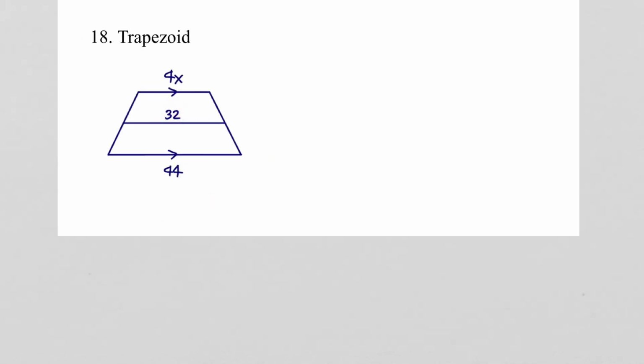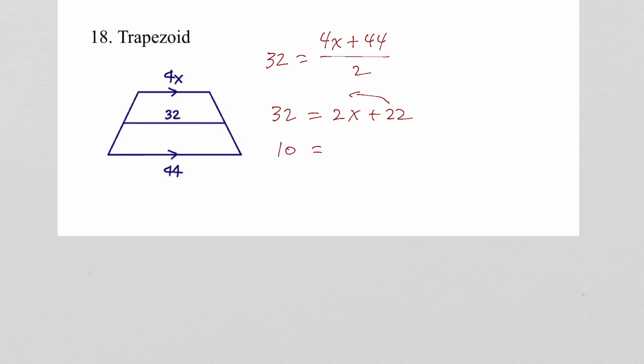The median is equal to the bases added up divided by 2. I could either multiply each side by 2 or I could divide on the right, which I'll do because it's even. So 32 is equal to 2x plus 22. I could have also left this alone and multiplied to get 64 here. You get the same answer. Bring this over by subtracting. So x is equal to 5.